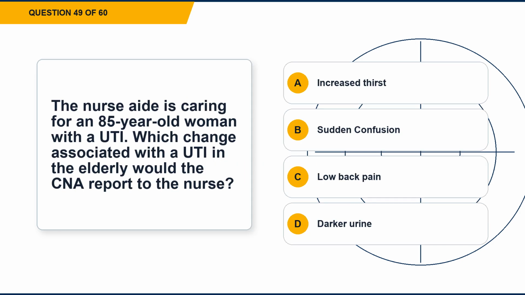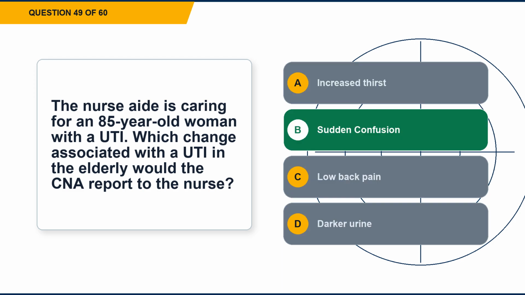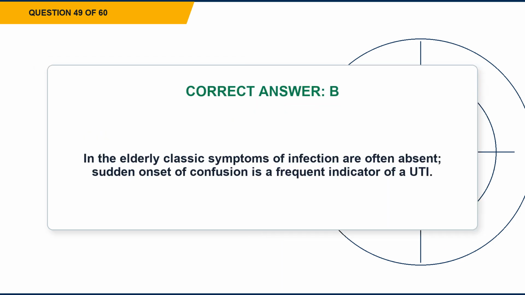Question 49. The nurse aide is caring for an 85-year-old woman with a UTI. Which change associated with a UTI in the elderly would the CNA report to the nurse? Option A, increased thirst. Option B, sudden confusion. Option C, low back pain. Option D, darker urine. The correct answer is option B, sudden confusion. Explanation: in the elderly, classic symptoms of infection are often absent. Sudden onset of confusion is a frequent indicator of a UTI.